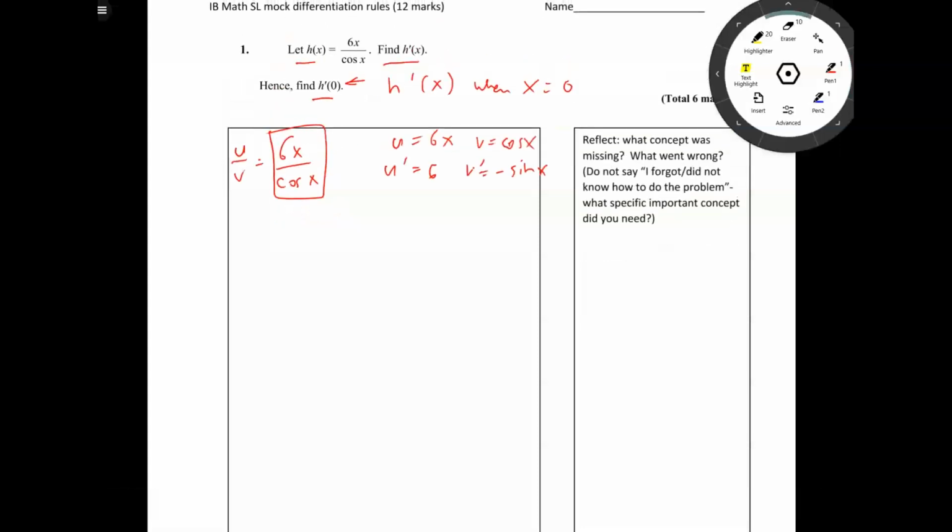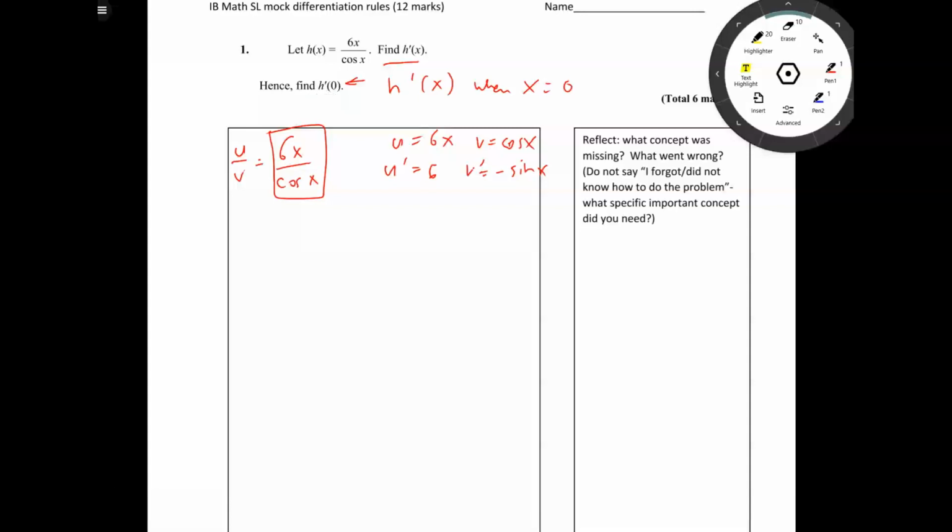So we're going to do number 1 here for mock differentiation rules. And the first thing they want us to do is find the derivative of the function h, which is 6x over cosine x. And then they want us to find the value of the derivative when x equals 0.